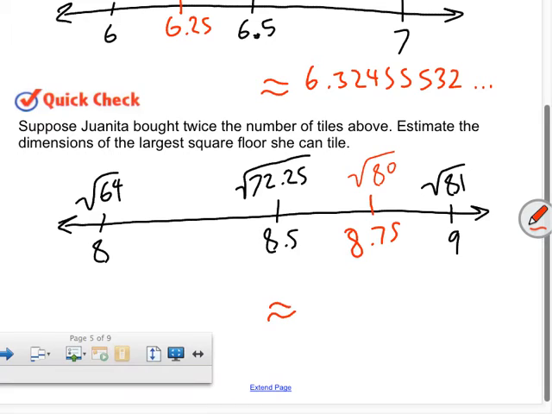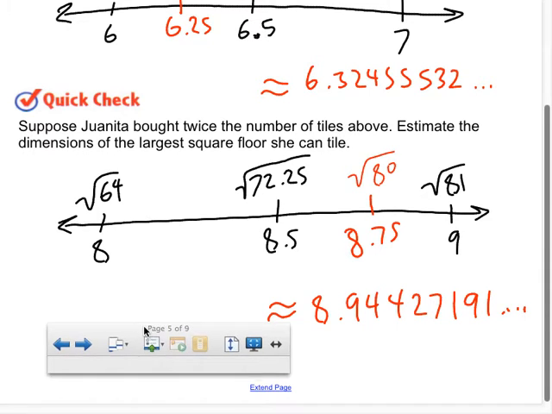What's the square root of 80 when we punch it in our calculator? Can you punch it in? I'm hearing too many different numbers. Okay, so not quite as good, but still a pretty good estimate.